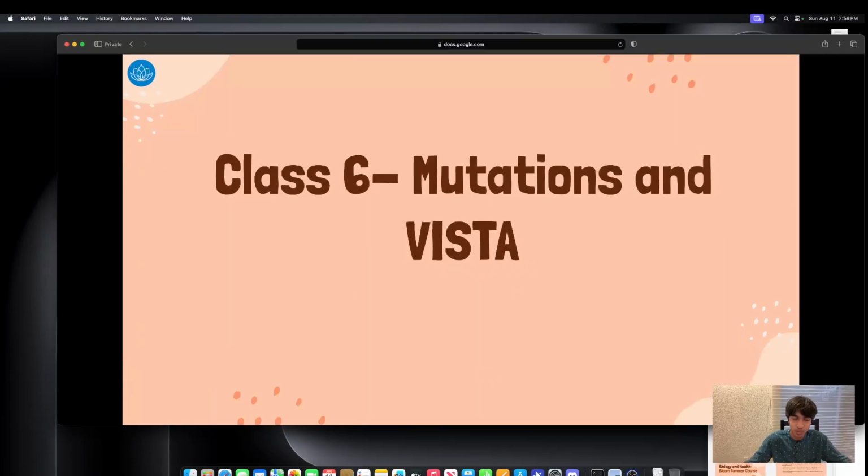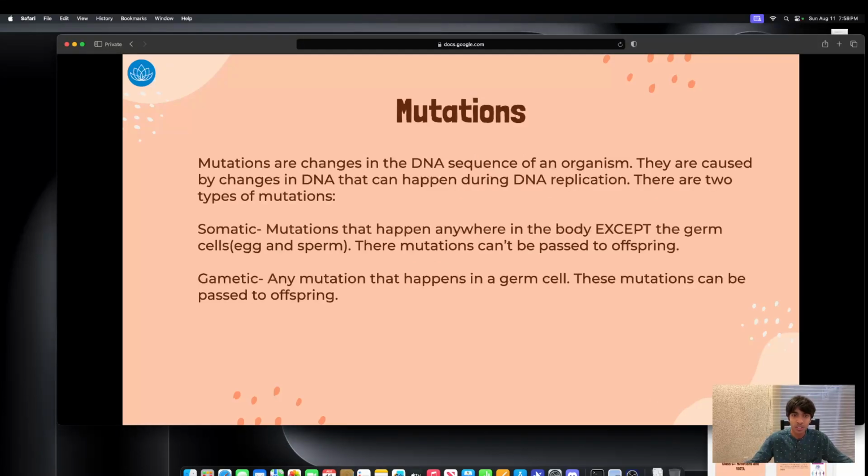So class 6 will be mutations and VISTA. You might be wondering, what is VISTA? VISTA is basically a term used to classify different types of evolution methods, and it's the way we organize them. It's an umbrella term, right? So let's get started. What are mutations?